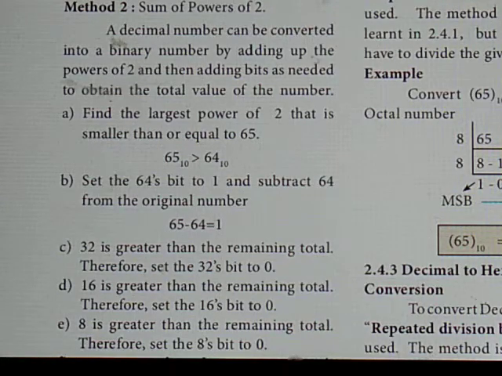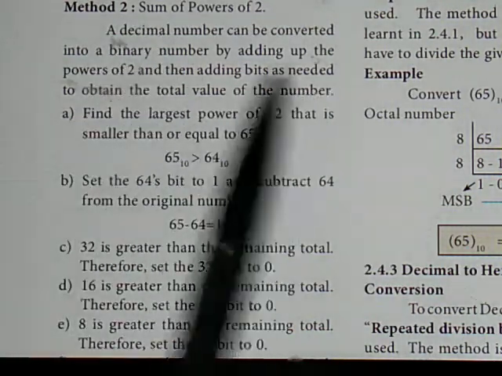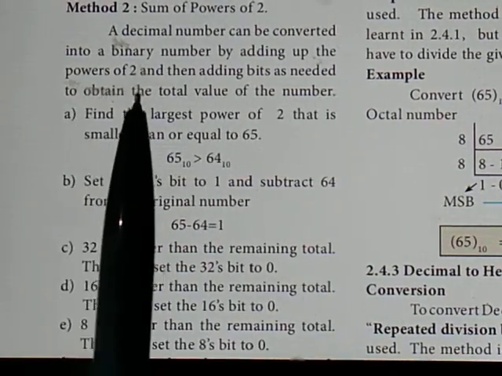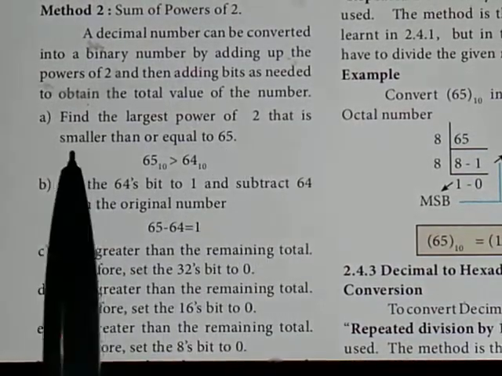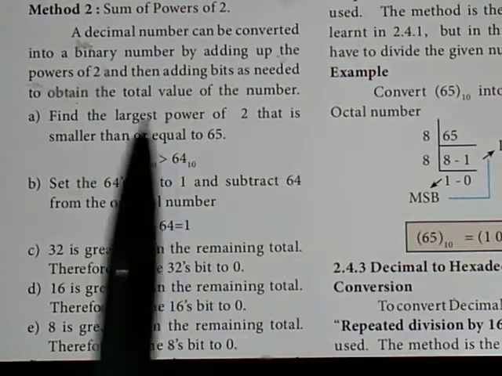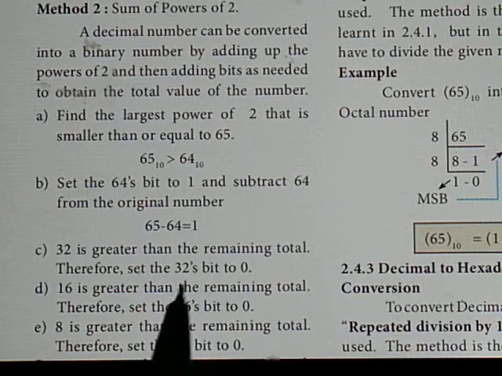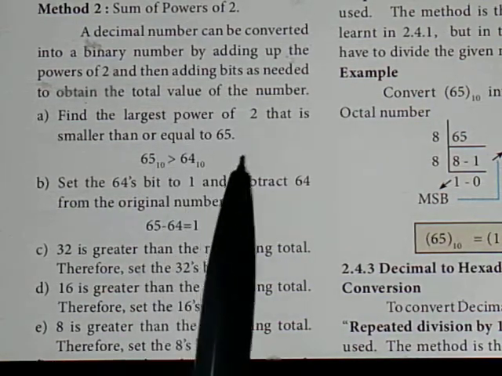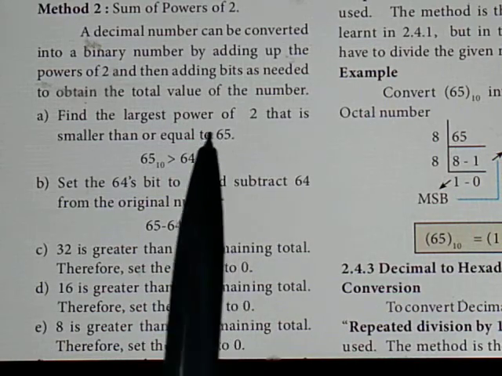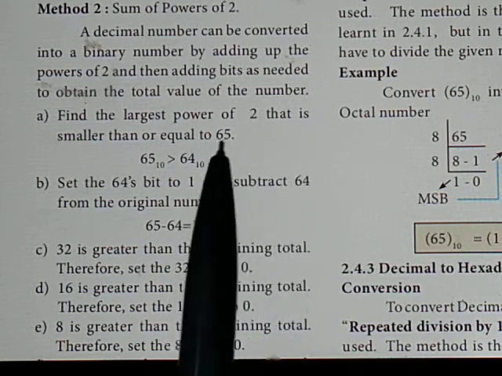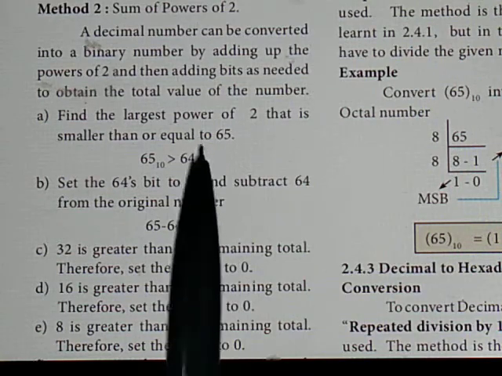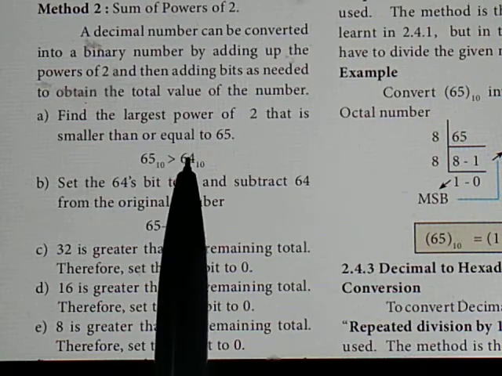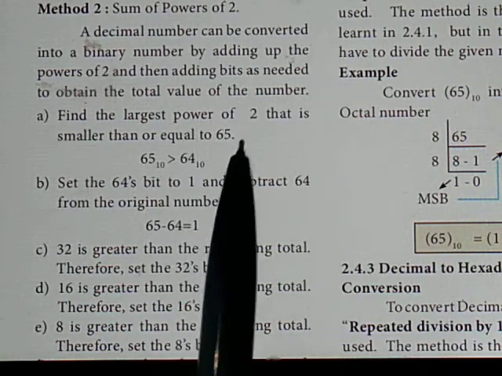A decimal number can be converted into a binary number by adding up the powers of 2 and then adding the bits needed to obtain the total value of the number. So first find the largest power of 2 that is smaller than or equal to 65. We first have to look at the powers of 2. Even if it equals our number, that is fine, because with powers of 2 we will never get an odd number. So we take the number smaller than that. We get up to 64, which is 2 power 6.